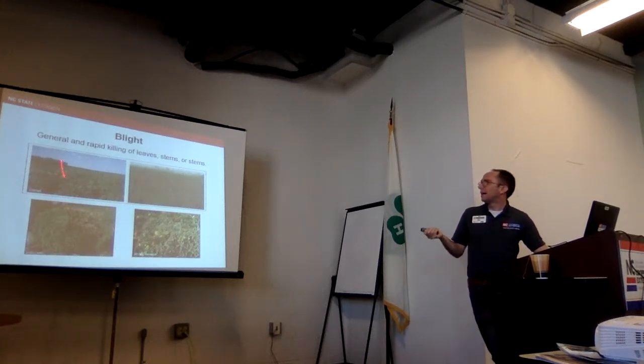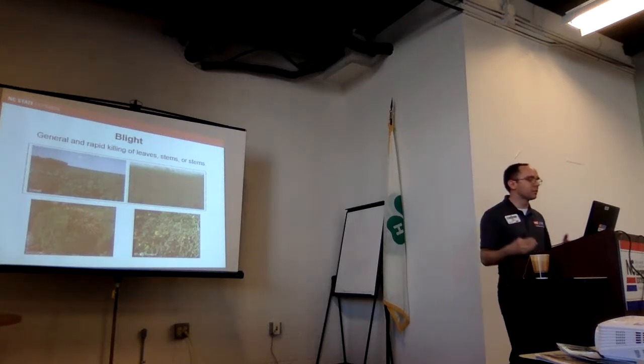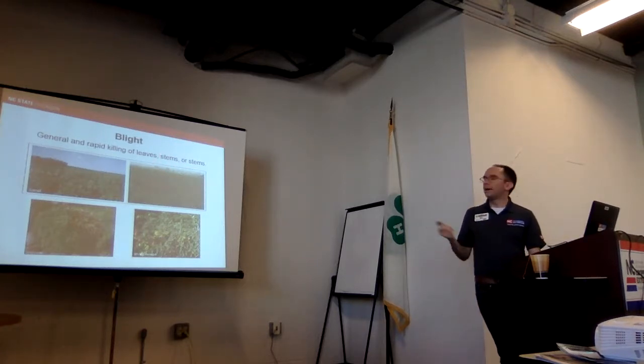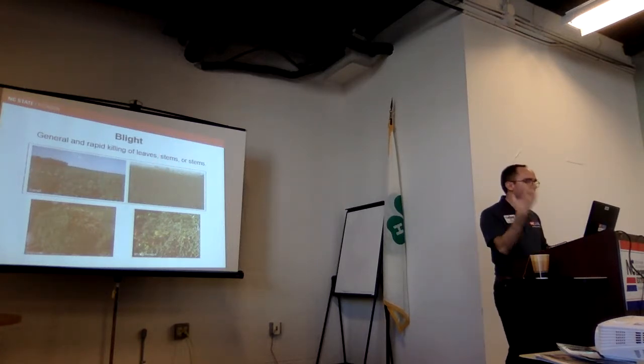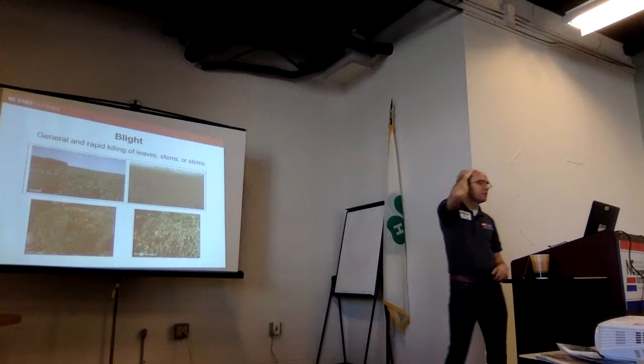But a blight is just a rapid general killing of either the entire plant or starting at leaves and proceeding to stems, or stems to leaves. That's good. I've done this presentation 10 times and I just caught this typo. But it's a rapid dieback, and it usually is fatal. If it's allowed to continue to affect what you do, there's not much you can do about it.